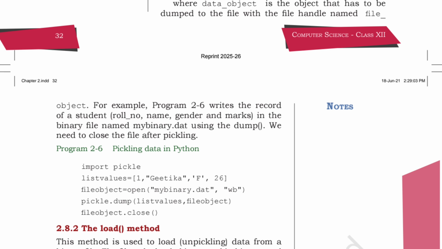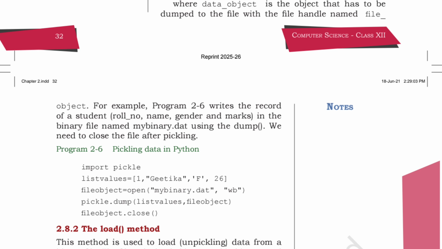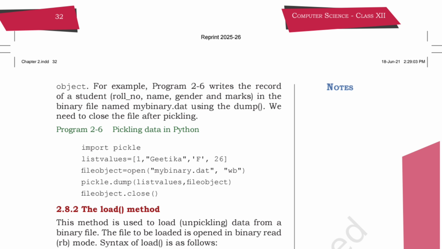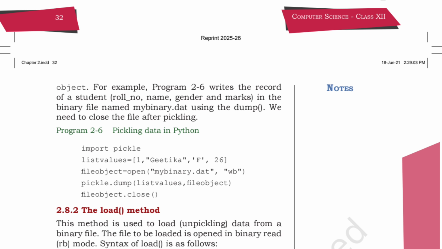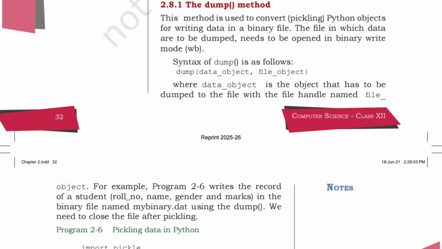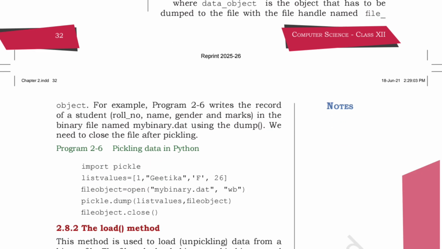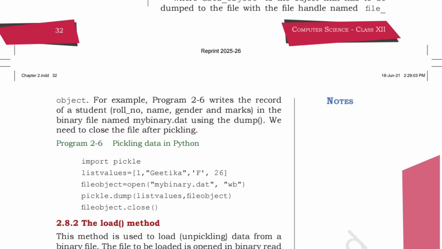So what we are doing over here, we are taking one example: import pickle, list values, that is roll number 1, name Gitika, gender female, and marks 26. The file object opens mybinary.dat with wb, we are writing in the binary format. Then we are using dump(list values, file object). So that is the use of dump. We are taking the data as the input and then writing it, and the file format extension is dat.